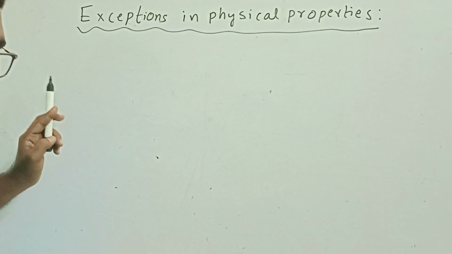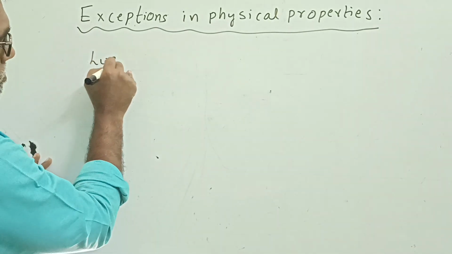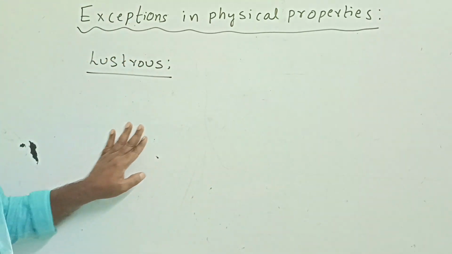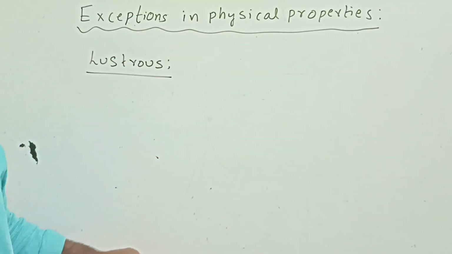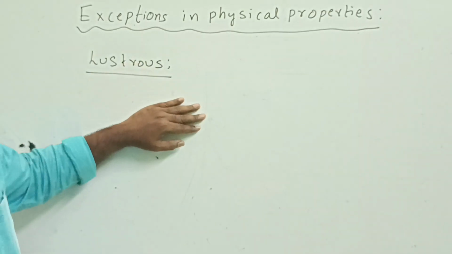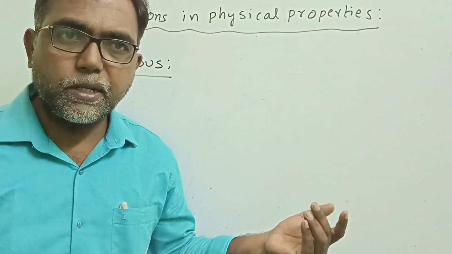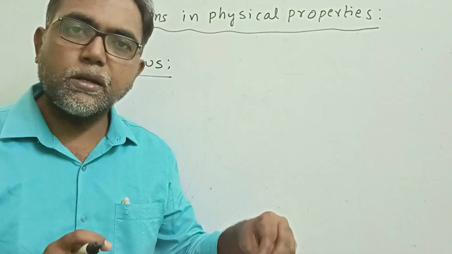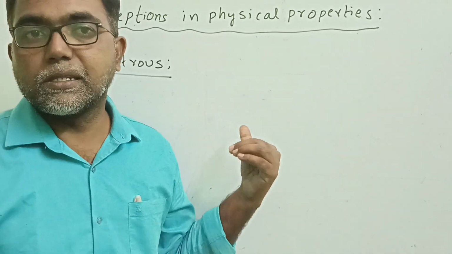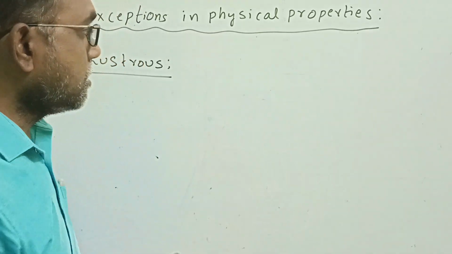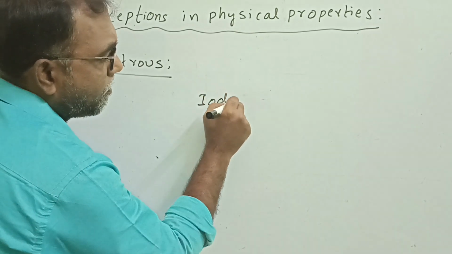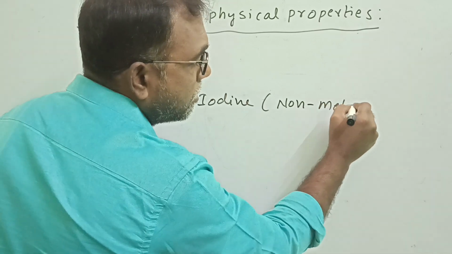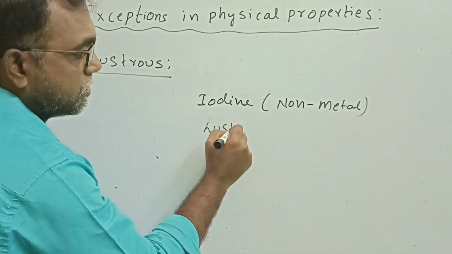And the second property, lustrous. Lustrous means shiny property. Basically all metals are lustrous in nature. And non-metals do not have shining property on the surface, so they are non-lustrous. Non-metals are non-lustrous, whereas metals are lustrous. But there is one exception, that is iodine. Iodine is a non-metal which shows lustrous property.